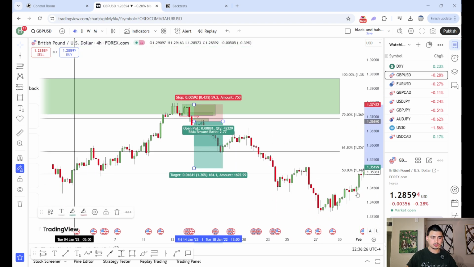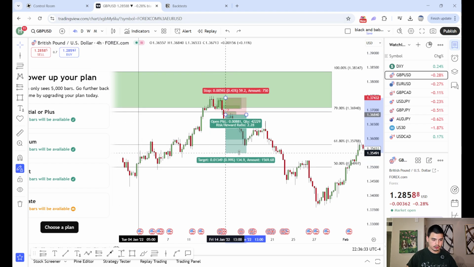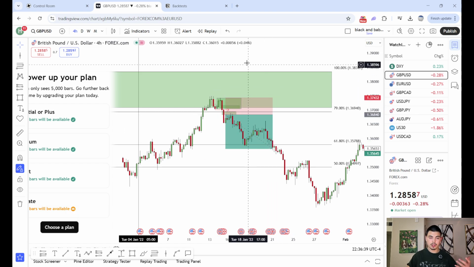and you can see that we hit 1 to 2R. We target 1 to 2Rs. Now we're set up right here. Boom. It's more so a swing setup, right?